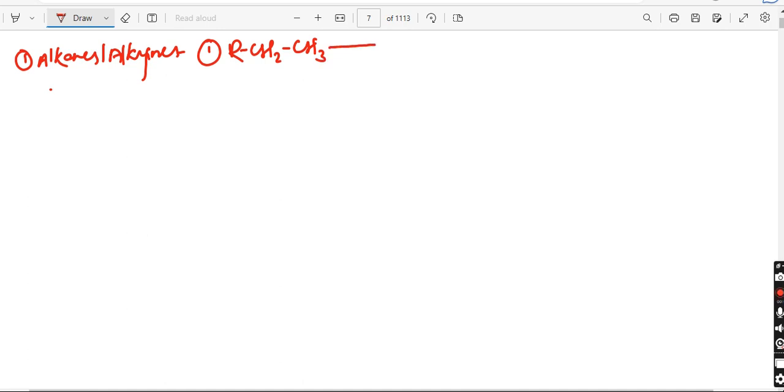Okay, first of all we'll treat this with X2, that is in the presence of light. In the presence of light, this will be converted to alkyl halide. Then we'll do a dehydrohalogenation reaction of this, that is with the help of alcoholic KOH. Now this will produce alkene, right?